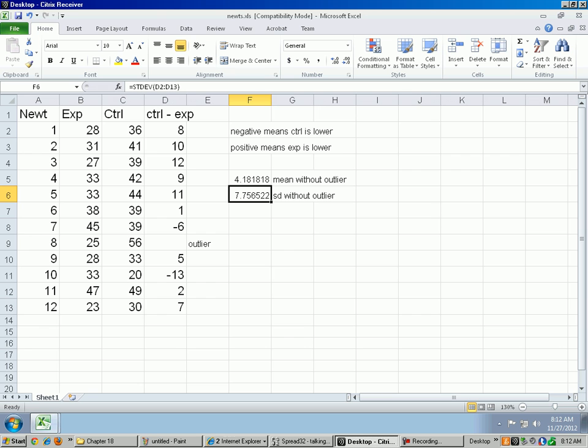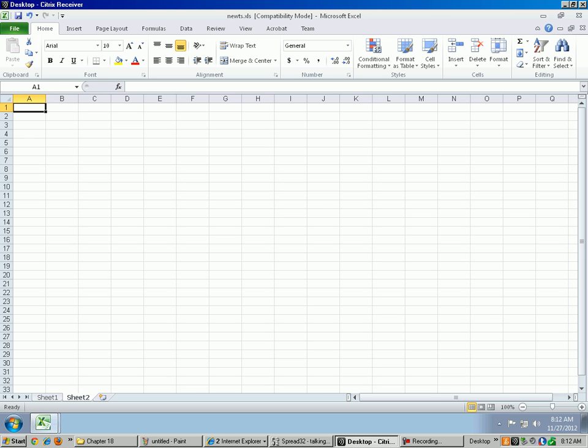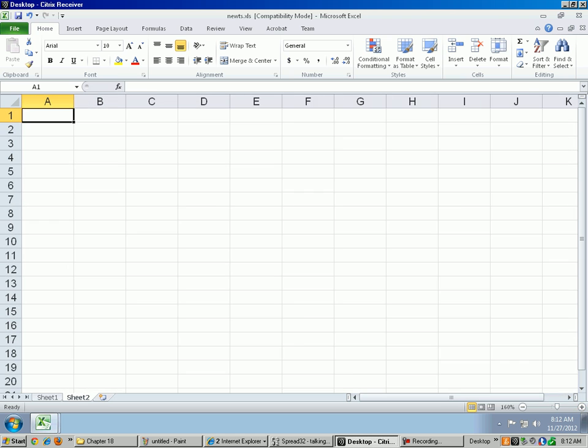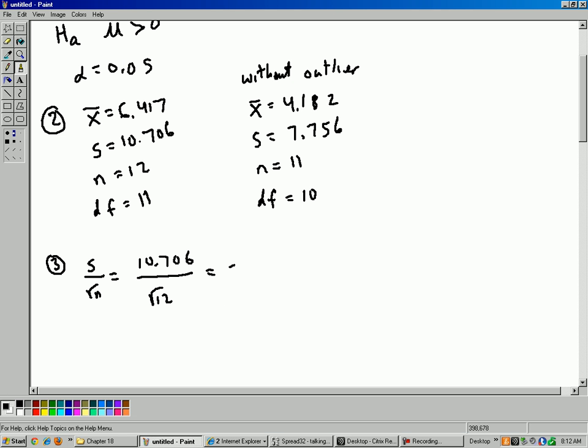Let's just get a new sheet here. All right, so equal sign 10.706 divided by square root. SQRT is the command for square root of 12. Okay, 3.091. Well, that looks about right.